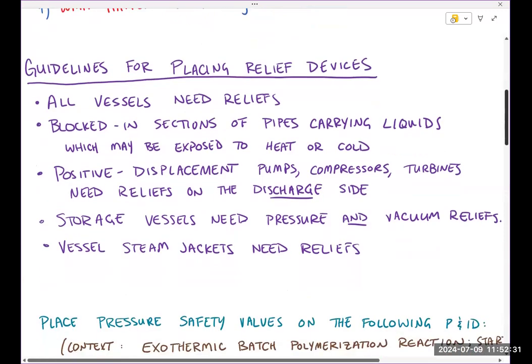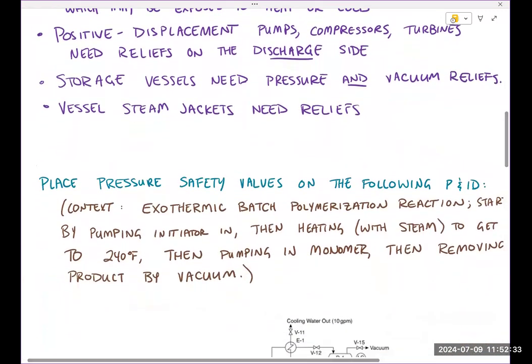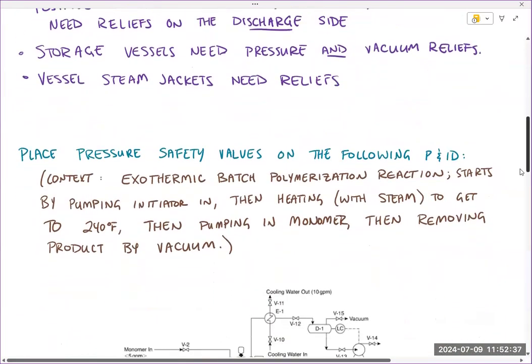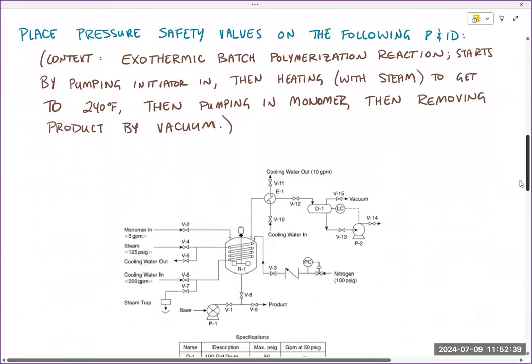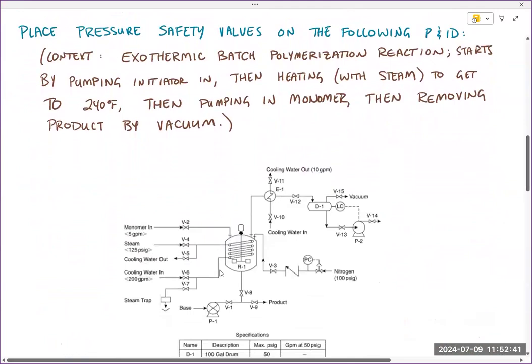So I've got a quick exercise here. And we have a P&ID, piping and instrumentation diagram. Before we think about where the pressure relief should go, let's just talk through what's happening here. So it's an exothermic batch polymerization reaction happening in vessel R1. It'll start by pumping initiator in.